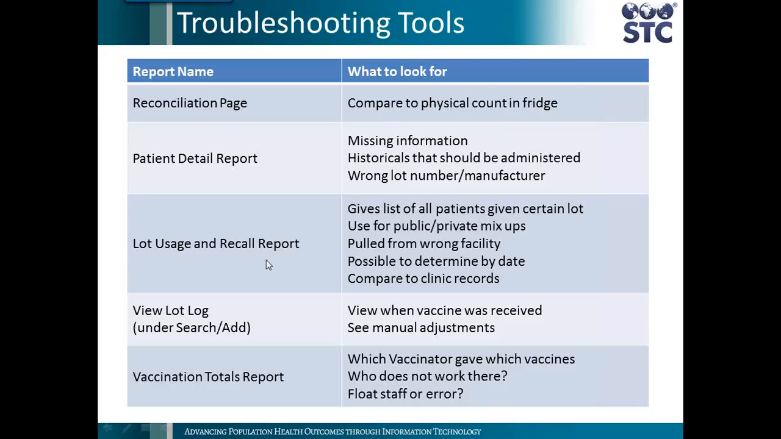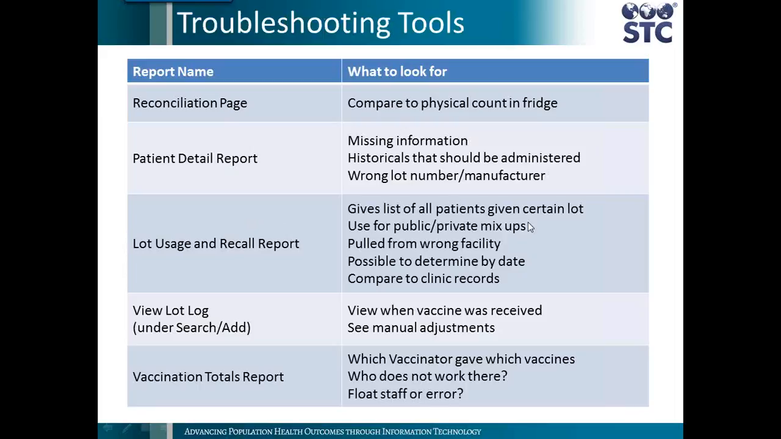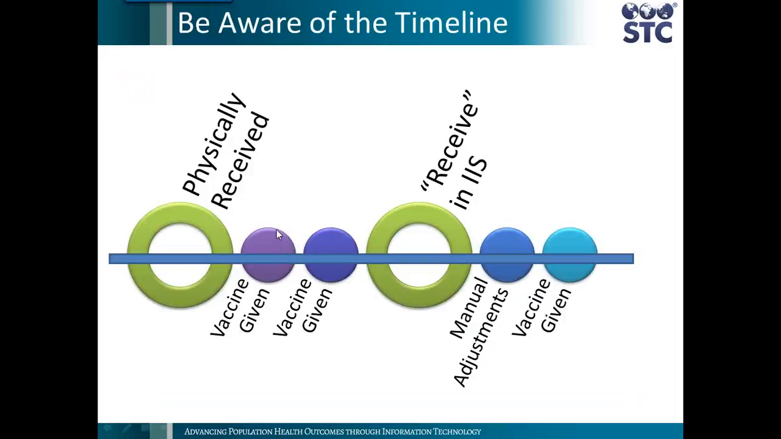Lot usage and recall report. So I'm going to go back up to this one. What it does is it gives a list of all the patients who are given a certain lot number. So you can run it for just one of your lot numbers that you have, and it will just give you a list of everybody who received that. The actual original intent of this report was for recalls. If there ever was a vaccine recall, then you want to run everybody who has that lot number and get a hold of them. But it's also nice for finding those patients who have received it, for your troubleshooting purposes, like, for example, this one.